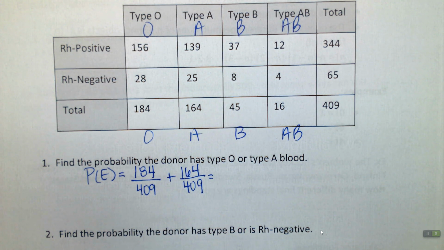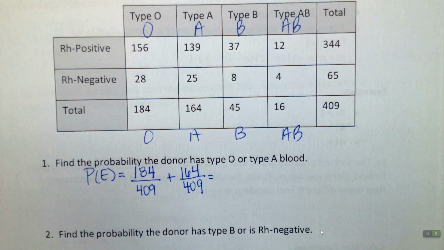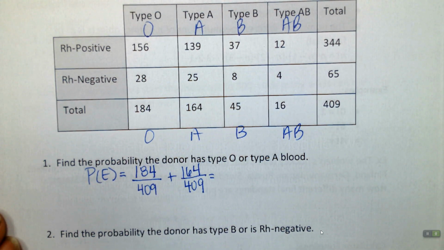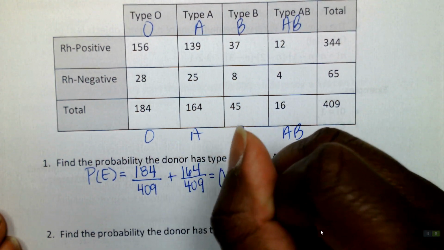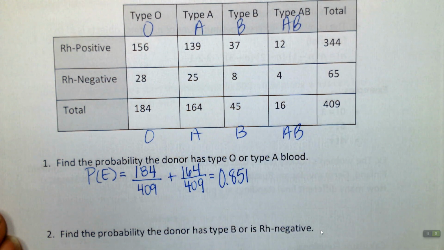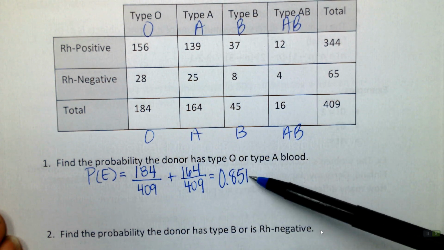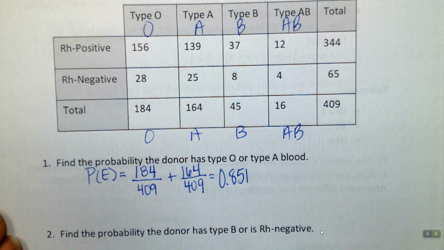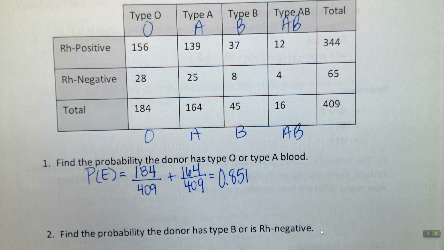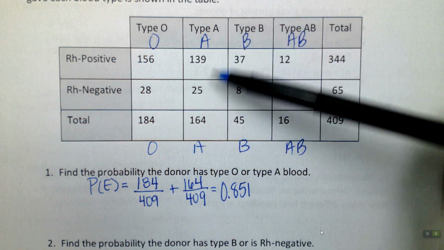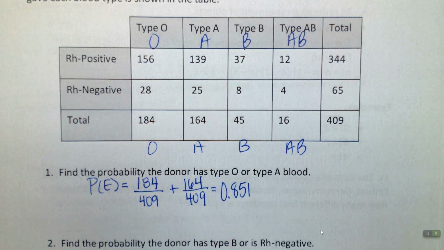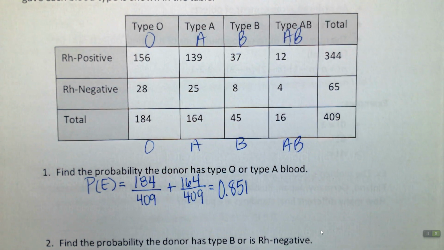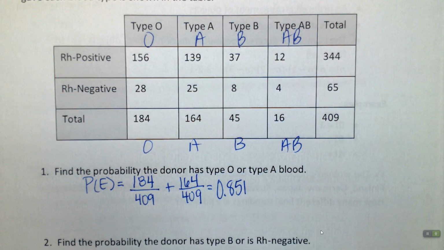So let me give you a minute to put that in the calculator to figure out what that number is. And you should have gotten 0.851. So you cannot be O and A at the same time. And we can see that mathematically. Let's look at the next.